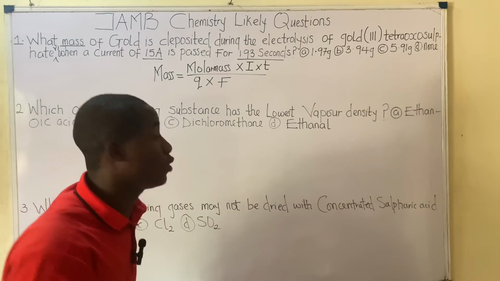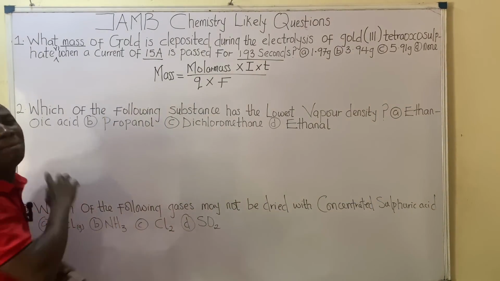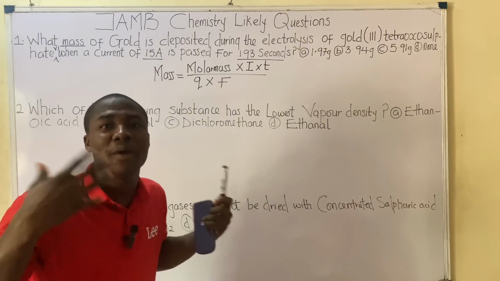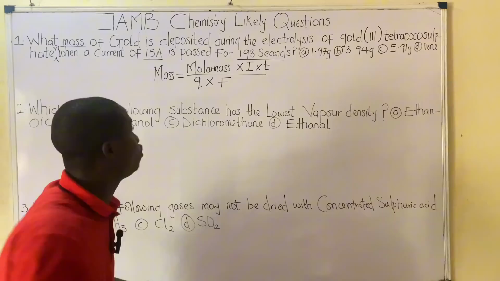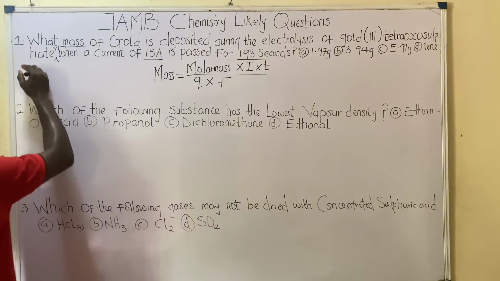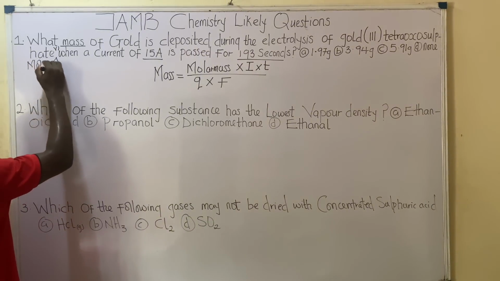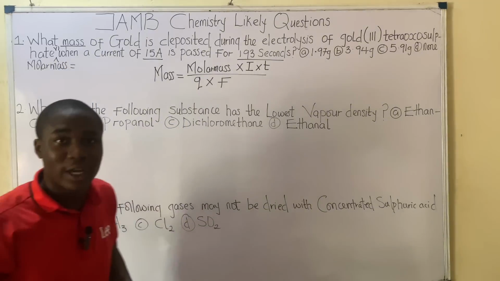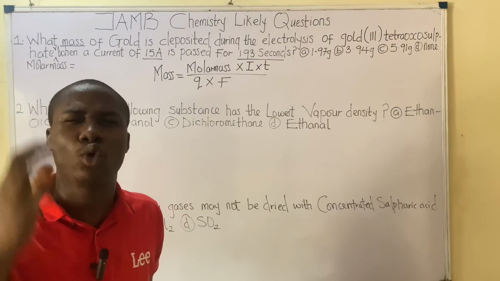And in this particular question, they are asking us to get mass. So what do we do to solve it? It's actually very easy. It's just to input parameters. But before we do that, let's bring out the parameters in the question. And the first of them is the molar mass, or we can as well say atomic mass. It's actually very easy. So which elements are they talking about here? They are talking about gold.